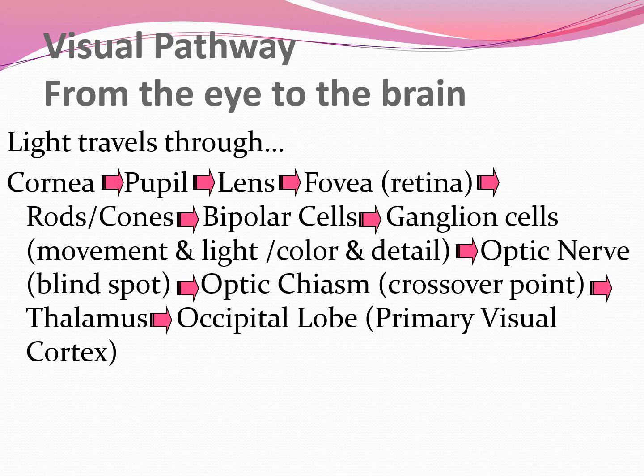So we talked about there's a pathway. Obviously there's a lot here, and hopefully you can remember as much as possible, but make sure you remember the big parts of it. So remember the cornea is the outside part of your eye, then it goes to the pupil, then to the lens, then to the fovea, which is in the retina, then to the rods and cones, then to the bipolar cells, then to the ganglion cells, which handle movement and light, color and detail. Then that goes to the optic nerve, that's where your blind spot is. Then to the optic chiasm, remember that's a crossover point. Then to your thalamus, because your thalamus processes all of your senses except for smell. And then it goes to your occipital lobe, right, because that's your primary visual cortex.